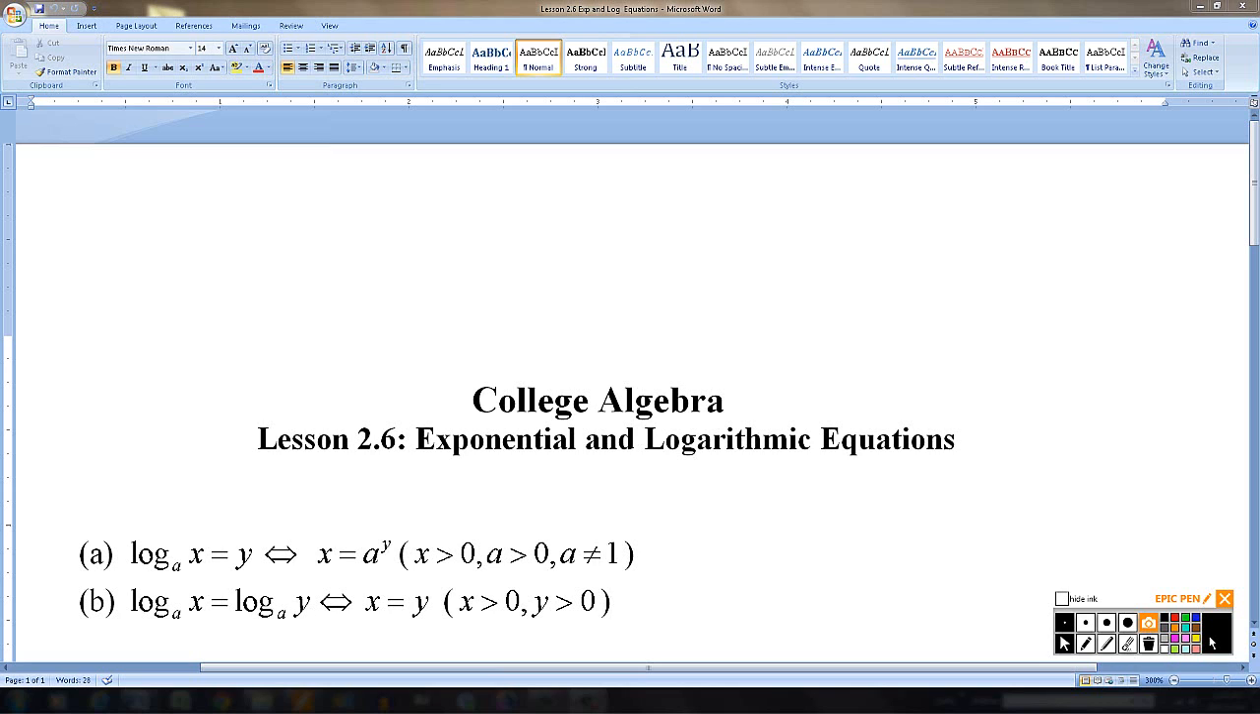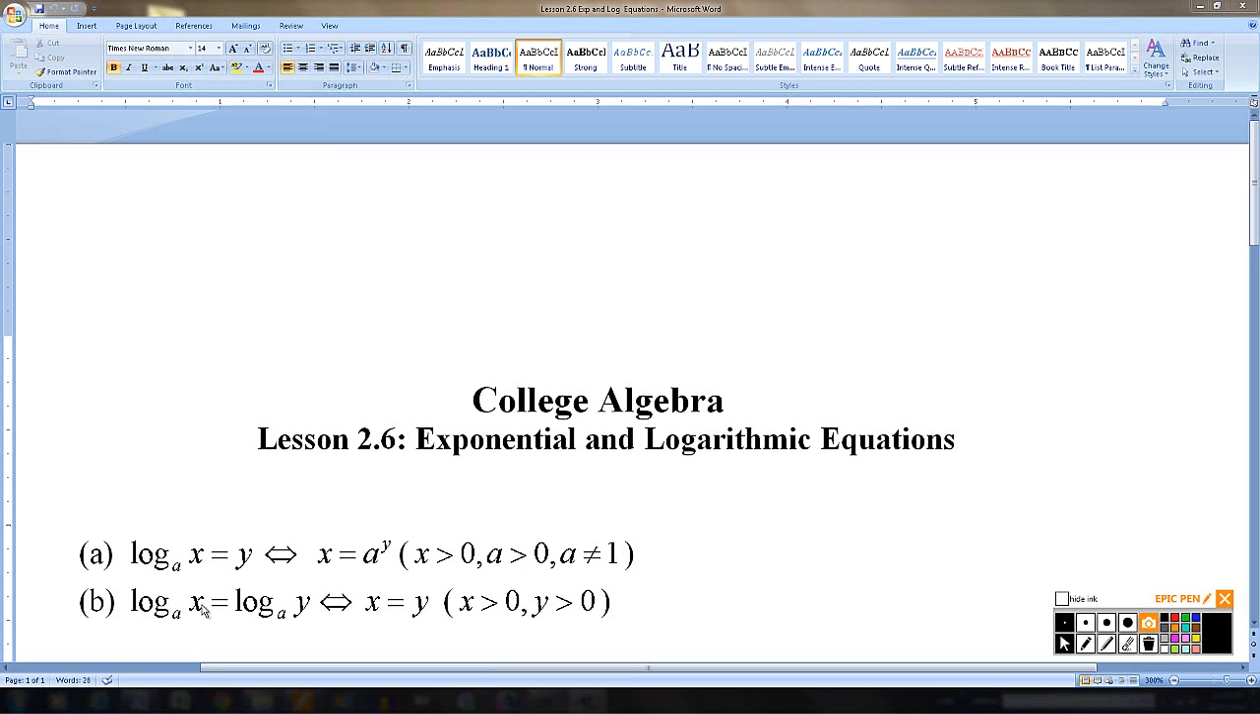Okay, in this video we're going to look in more detail at how to solve exponential and logarithmic equations. We're going to use basically one concept, which is the definition of logarithm right here. The log of x to base a equals y implies x is equal to a to the y. x, of course, is positive, and a is not equal to 1.